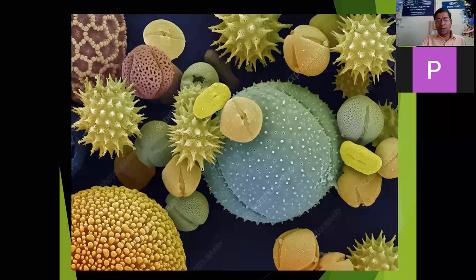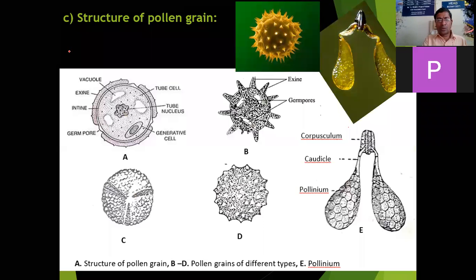You can see this is another pollen grain, very large as compared to all these pollen grains. So such diversity is present in the pollen grains in different species, in different genera. When you observe different pollen grains under the microscope, you will observe such types of pollen grains. So we will see what is the structure of the pollen grains.